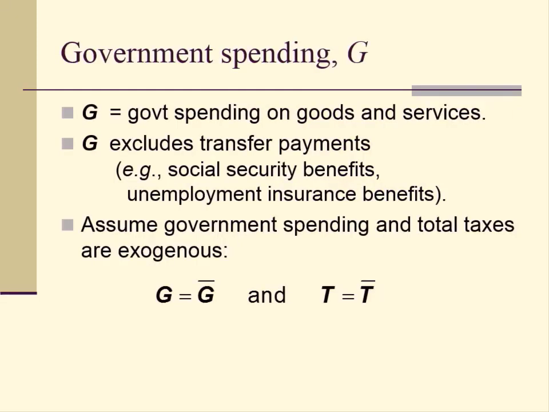Finally, government spending G. G is defined as government spending on goods and services, and G excludes transfer payments, for example, Social Security benefits or unemployment insurance benefits. And we assume government spending and total taxes are exogenous.